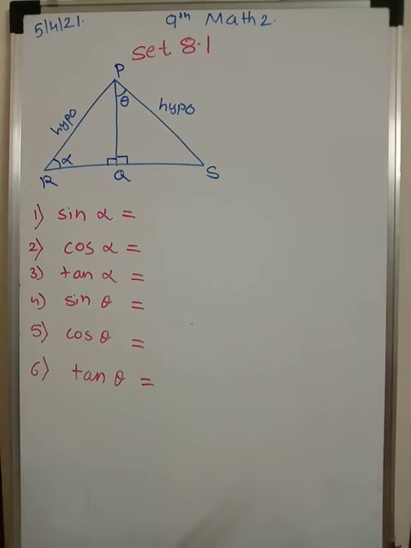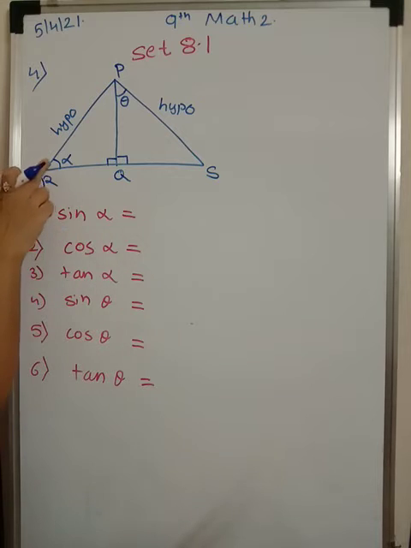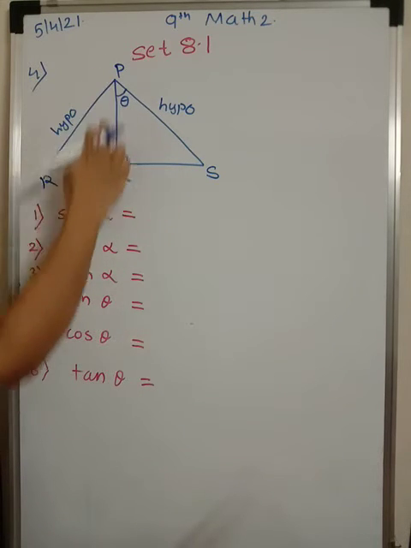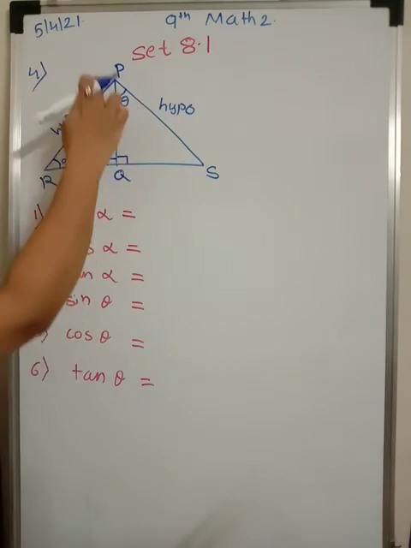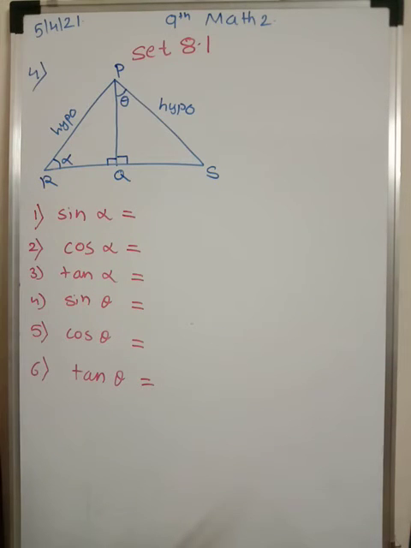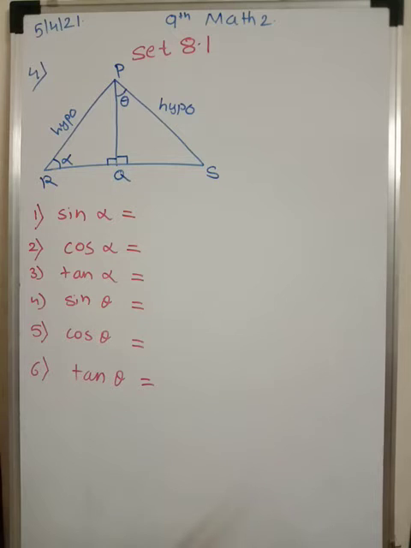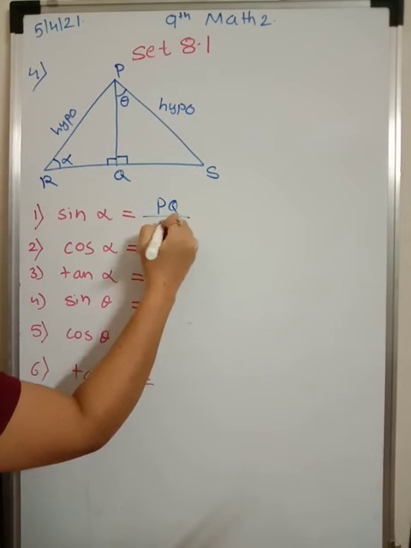Now let's do this directly. This is the fourth question. Now sine of alpha. Alpha is this. What is the sine ratio? Opposite side upon hypotenuse. For this triangle, this angle is 90, so PS will be the hypotenuse. First mark the hypotenuse. So sine of alpha means PQ upon PR.